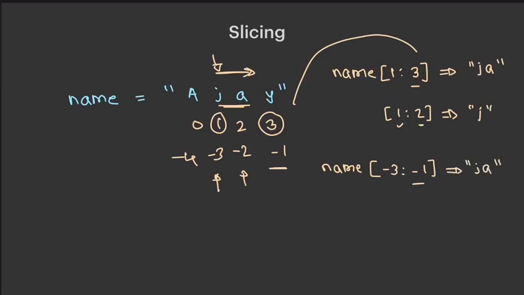What if you specify the start and end in reverse order? Let's say you specify the name of the string and you want it from minus 1 till minus 3, or 3 to 1. This will actually give us an empty string.